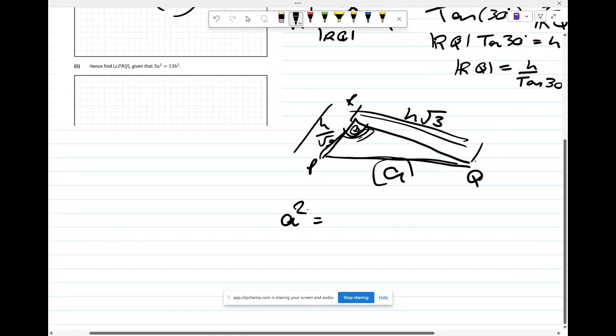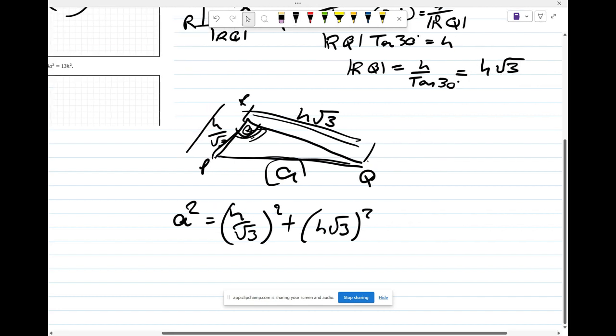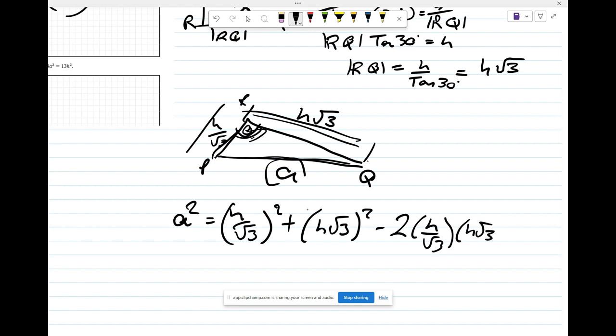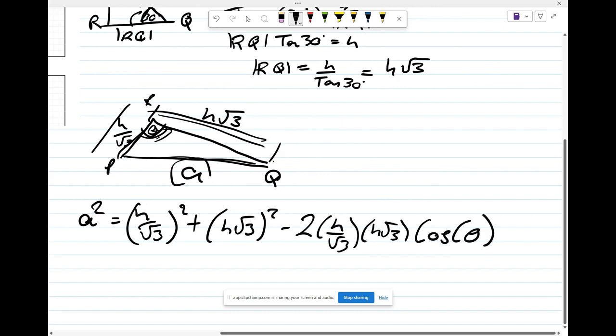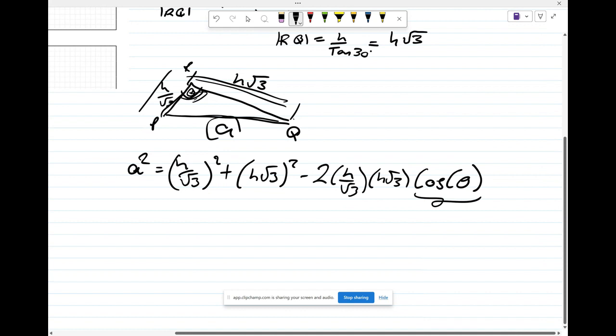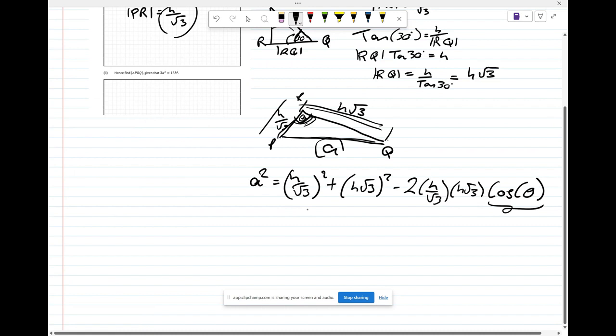a squared is equal to (h over root 3) squared plus (h root 3) squared minus 2 times h over root 3 times h root 3 and cos of our angle that we're trying to find, theta. So we're trying to find theta, and we're trying to get that on its own. Straight away we know that we have two things we don't know. We don't know a and we don't know h, and that's one too many, because we don't know a, h, or theta, and we only have one equation, so we're over-defined.